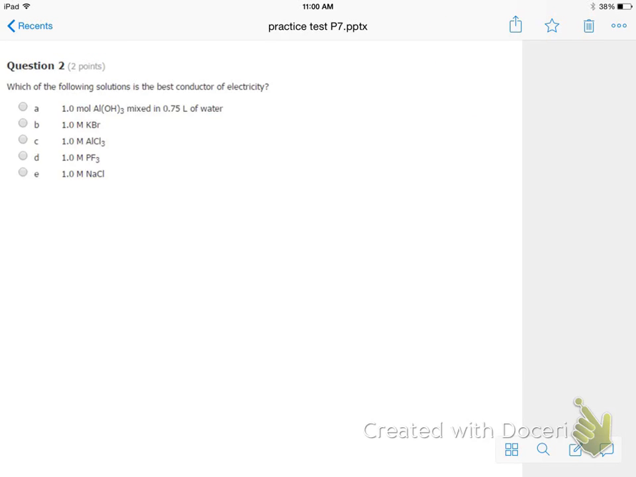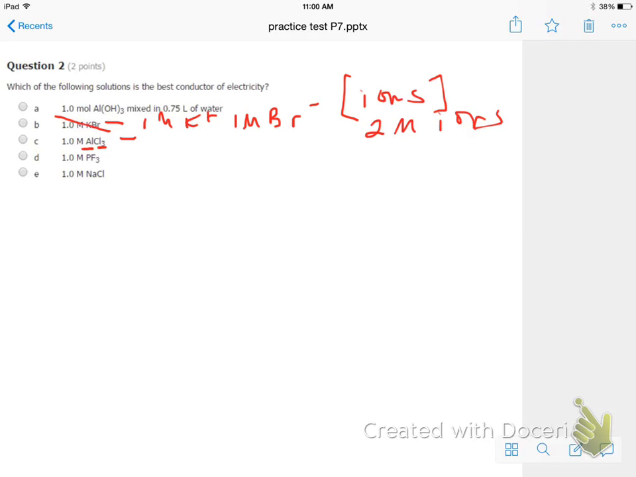All right, which of the following solutions is the best conductor of electricity? So what this comes down to is what is the concentration of ions? Okay, and the more ions, so if I break this apart, I'm going to end up with 1 molar of K plus and 1 molar of Br minus for a total of 2 molar of ions. Here I'm going to get 1 of aluminum, 3 of chlorine for 4 molar, so that's going to be more, so it's not going to be B. PF3 is not going to form ions, so it's not going to be that. NaCl forms 2 ions, so it's going to be the same as B and E are both the same.